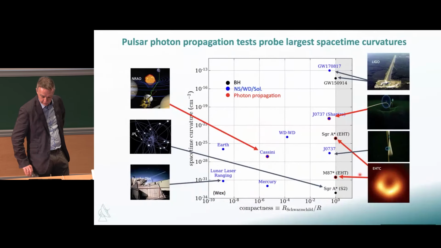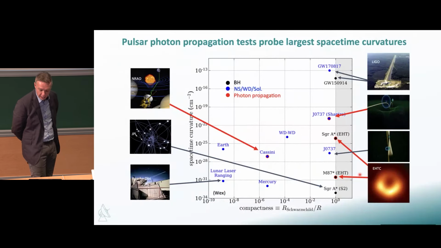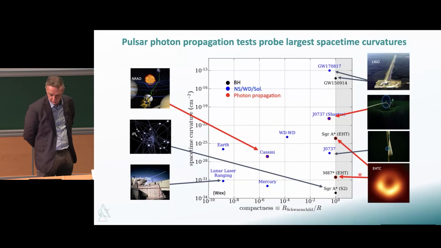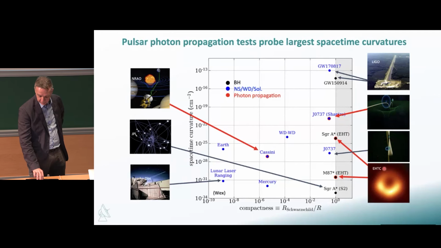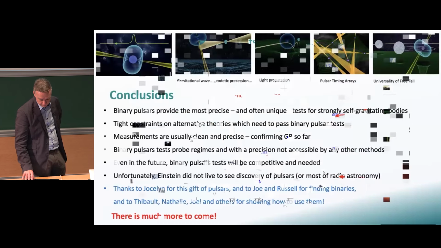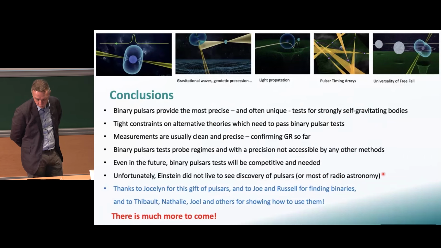And that is a summary plot where we try to compare the different experiments, not only pulsars, but gravitational waves, solar system effects, the S-stars in the center of the galaxy, EHT. And so yes, as Siebert already pointed out, the space-time curvatures that we're probing are orders of magnitude more precise than those at the event horizon of the supermassive black holes. And that is the conclusion.